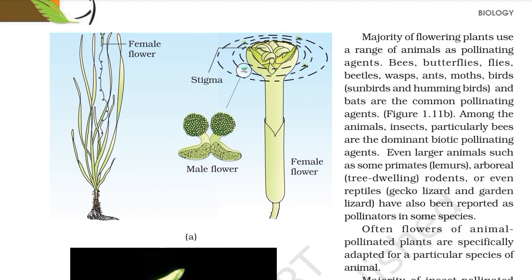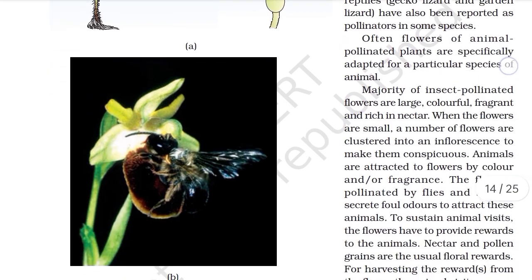Majority of flowering plants use a range of animals as pollinating agents. Bees, butterflies, flies, beetles, wasps, ants, moths, birds, sunbirds and hummingbirds, and bats are the common pollinating agents. Among the animals, insects, particularly bees, are the dominant biotic pollinating agents. Even larger animals such as some primates (lemurs), arboreal (tree-dwelling) rodents, or even reptiles (gecko lizard and garden lizard) have also been reported as pollinators in some species.